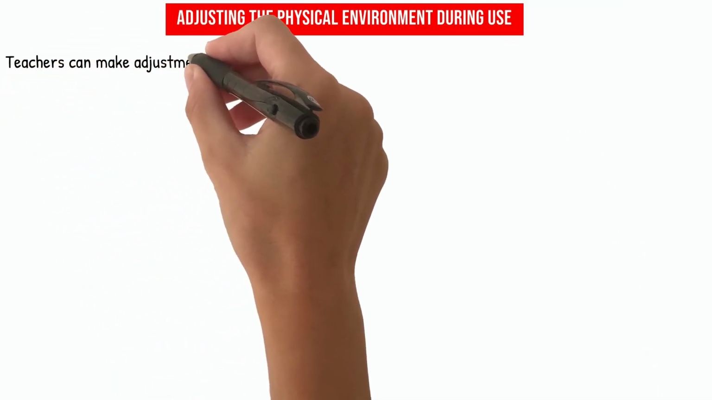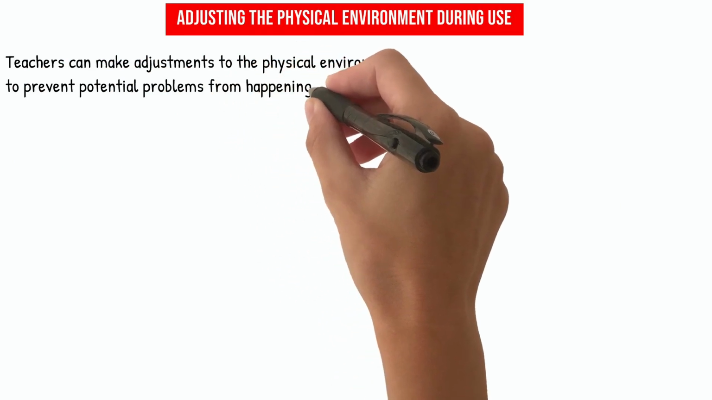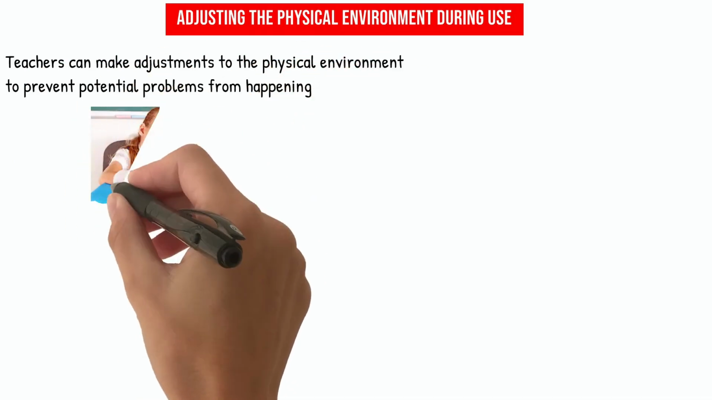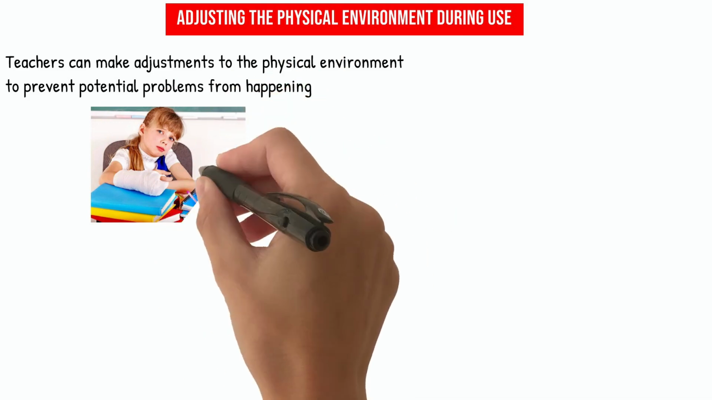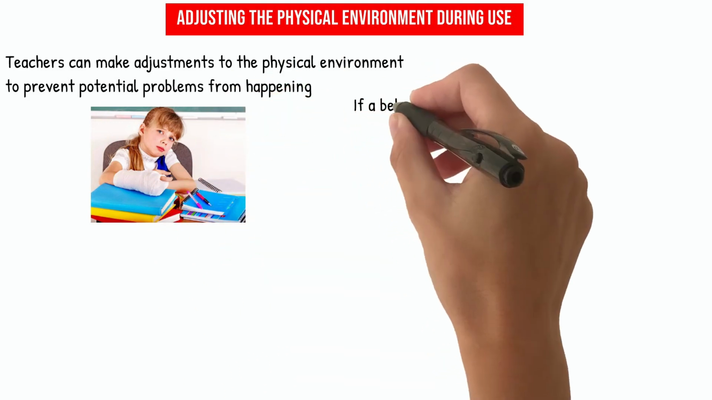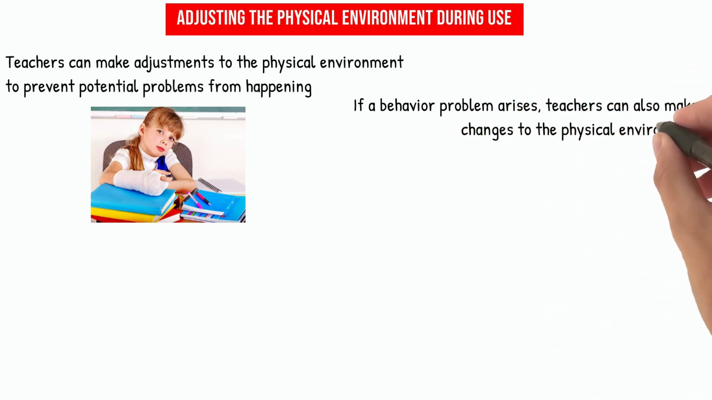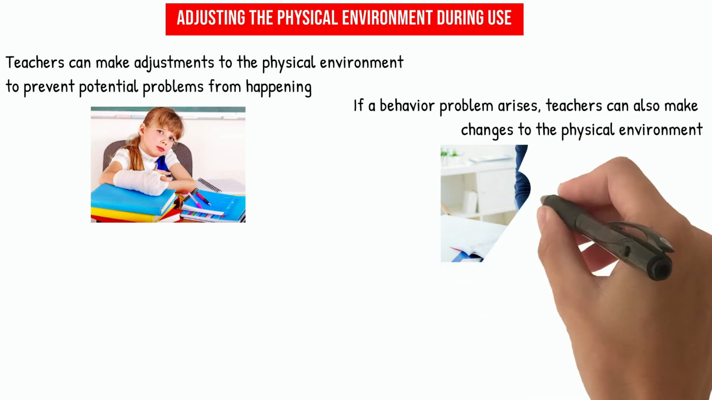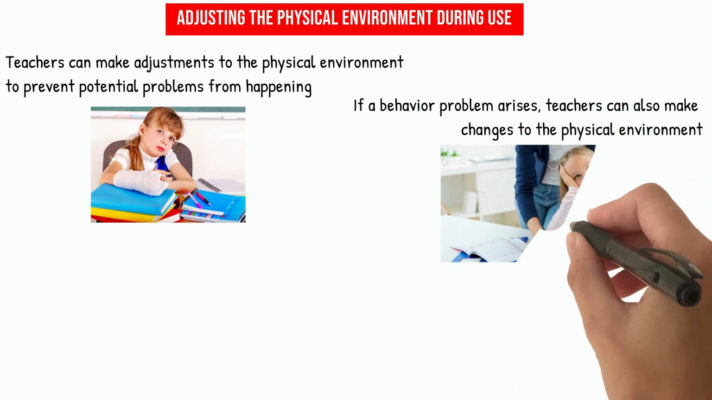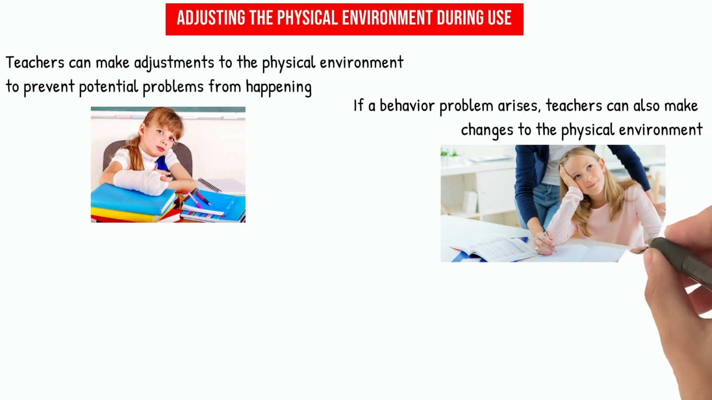Teachers can make adjustments to the physical environment to prevent potential problems from happening. By setting up the classroom in a safe and organized way, they can reduce safety issues that might occur during class. If a behavior problem arises, teachers can also make changes to the physical environment to help reduce the behavior problem. For example, if a student is easily distracted, the teacher might move the student to a quieter part of the room or away from other students who might be a distraction.